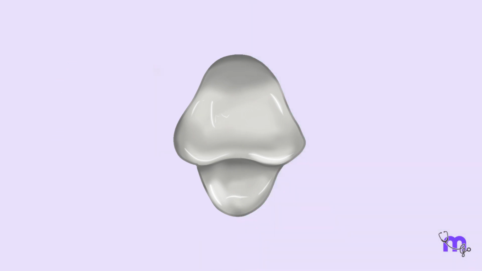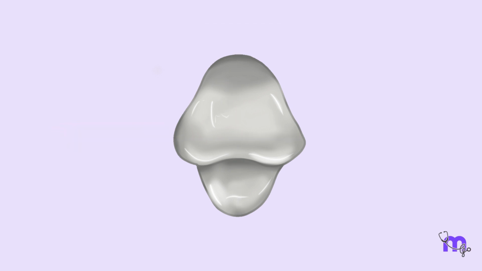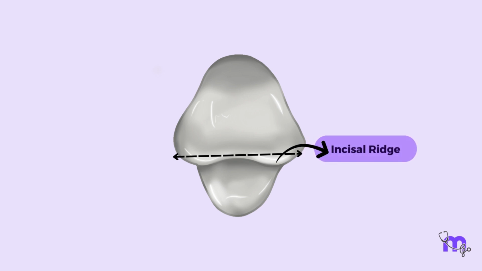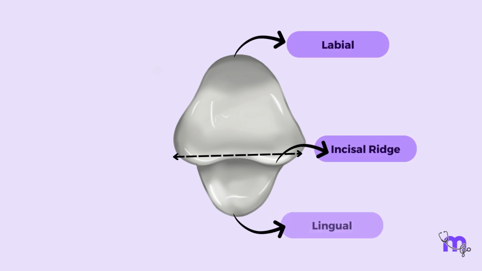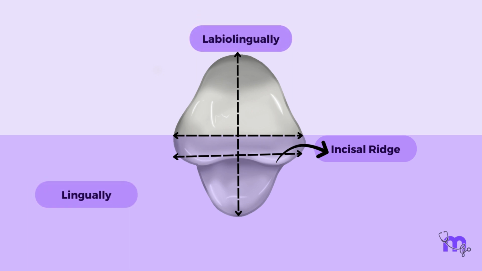Also, note that from this aspect it is clear that the crown is wider labiolingually than mesiodistally. We will also be able to see the incisal ridge and the labial and lingual surface from this aspect. Now let's draw a line bisecting the crown labiolingually. Note that the incisal ridge is perpendicular to this line. Further, the incisal ridge is lingually placed to the labiolingual midline.